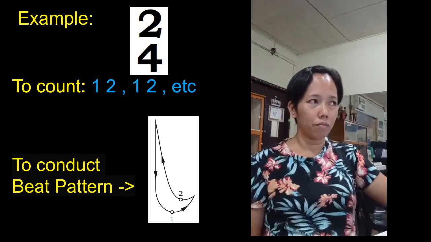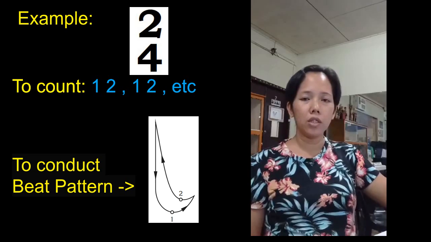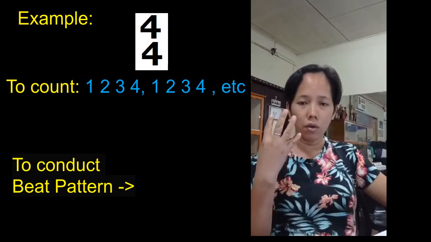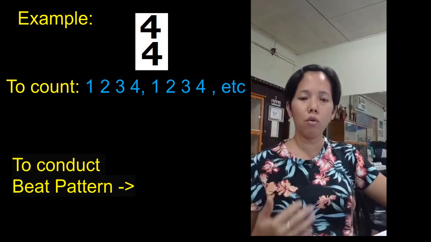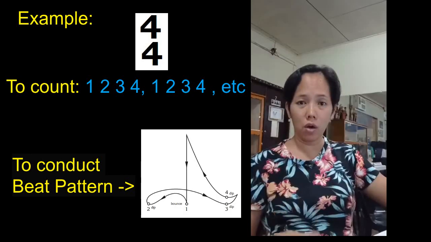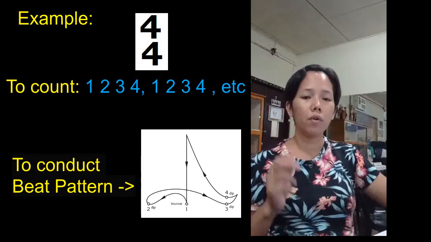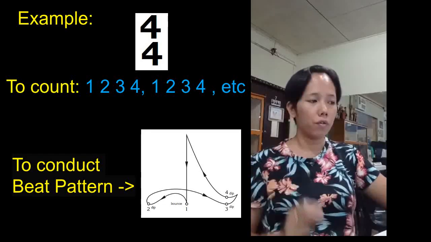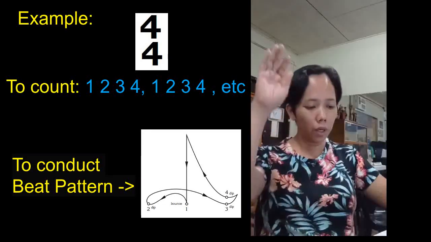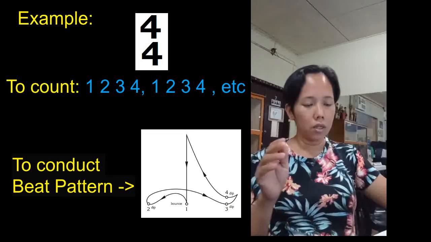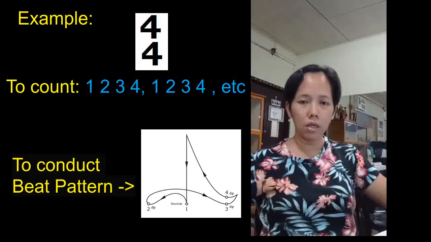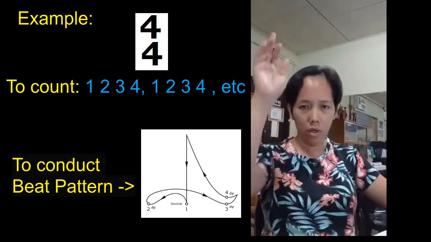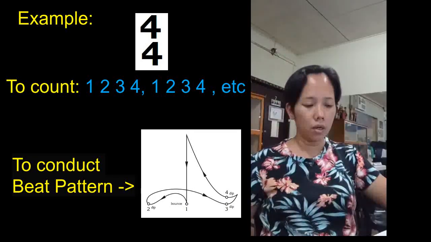So, if your time signature is 4-4, then there will be 4 counts that you're going to do over and over until the end of the song. 1, 2, 3, 4, 1, 2, 3, 4, 1, 2, 3, 4, and so on. So for the beat, you're going to do it this way, drop, and then to the left, to the right, and then up.